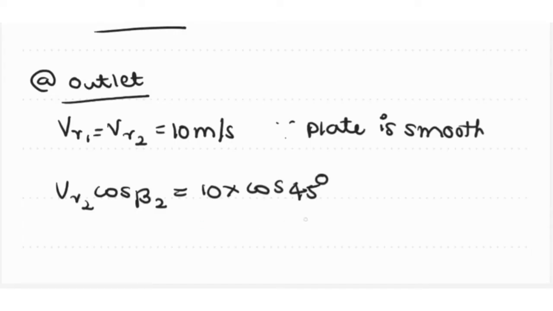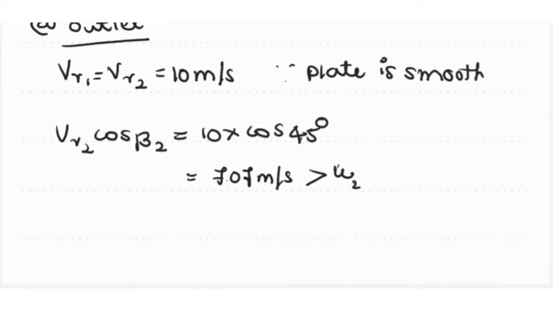So 10 into cos 45 degree. If you calculate, the answer will be equal to 7.07 meter per second. So that is greater than velocity of plate U2. So we can say, therefore, alpha 2 is acute.